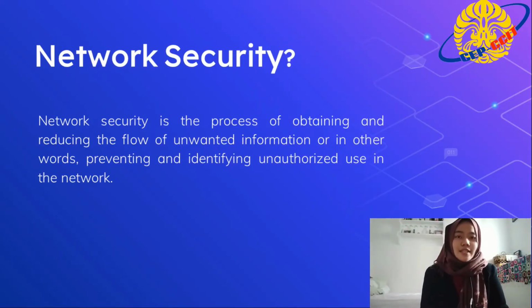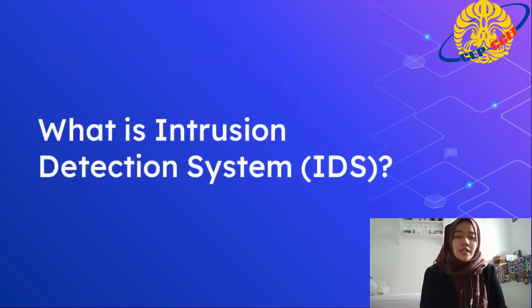First, network security is the process of obtaining and reducing the flow of unwanted information, or in other words, preventing and identifying unauthorized use in the network. Network security has several devices that can support it, one of which is the intrusion detection system, or IDS. IDS is a computer system that attempts to detect intrusion. IDS will provide notification when detecting something that is considered suspicious or illegal.